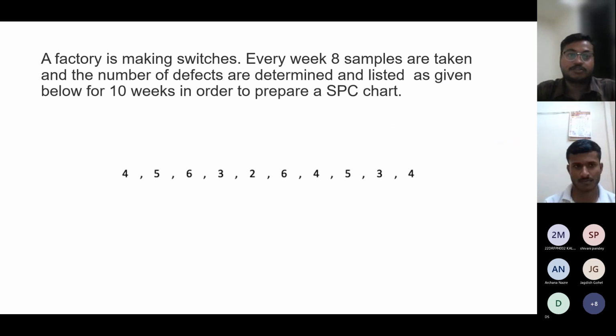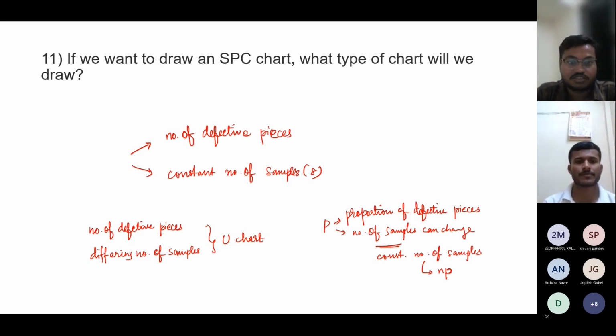And the next question is, we are given a factory making switches every week. We take out 8 samples and determine the number of defects to prepare an SPC chart. If we draw an SPC chart, what kind of chart will we draw? Since we are calculating the number of defective pieces every week and we have a constant number of samples every week, this will be a C chart.